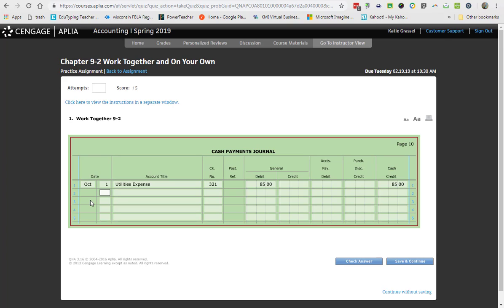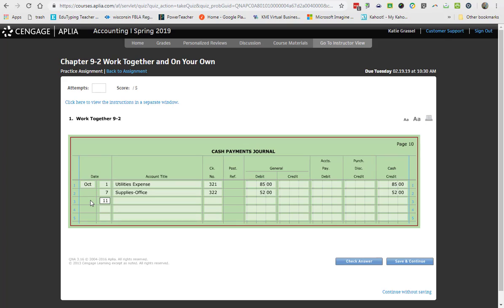October 7th, paid cash for office supplies, $52, C322. Date of the 7th. What's my account title? Supplies office, not supplies office expense. Supplies office. Check number 322. What columns does it go in? General debit, cash, credit. Now everyone stopped at 11 because they don't know what to do, right?